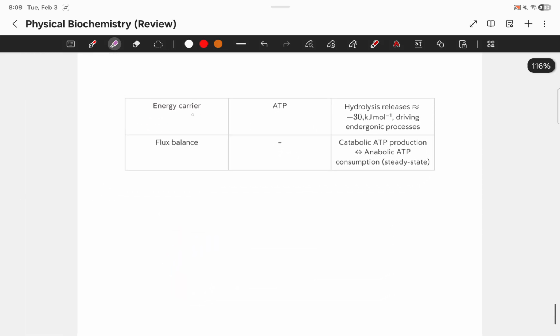Now we have the energy carrier, known as ATP. The hydrolysis releases negative 30 kilojoules per mole, and it drives endergonic processes. And then we have the flux balance: catabolic ATP production and anabolic ATP consumption set the steady state. Perfect. That's it for the lecture. In this lecture, we've covered the physical biochemistry review.